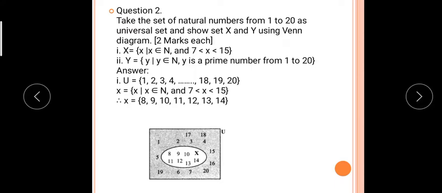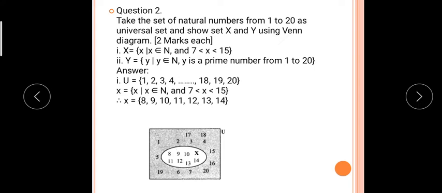Now look at the second question. Take the set of natural numbers from 1 to 20. From 1 to 20 means all numbers up to 20. Whenever the statement is like this, we have to include 1 and 20, not just in between. If it said between, then at that time we can't take 20, because it would be the numbers in between. But here the statement is from 1 to 20, and therefore we have to take 1 as well as 20. This is the universal set. All of you know that the universal set is represented by a rectangle.